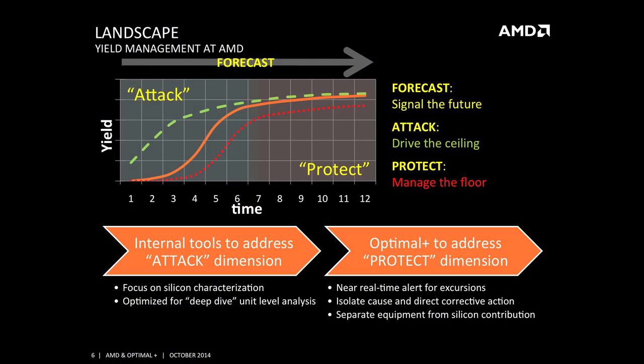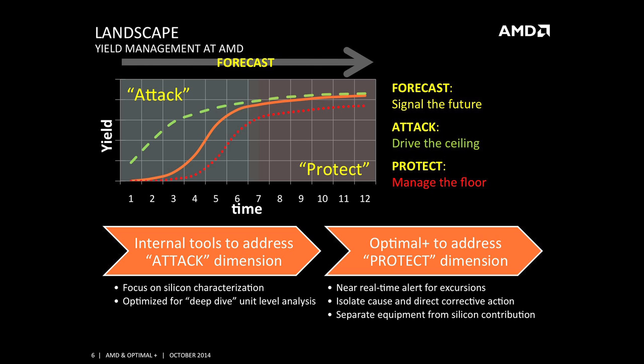We established this concept or paradigm for yield management, which had 3 dimensions to it. A dimension which is yield forecasting, signal the future, and signal the future to the business units so that they're assessing product cost properly. Second dimension, I'll label the attack dimension. This is the early learning phase of yield management. The third dimension I'll refer to as the protect dimension.